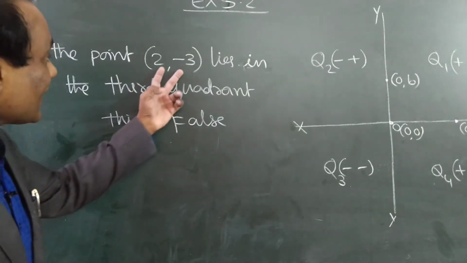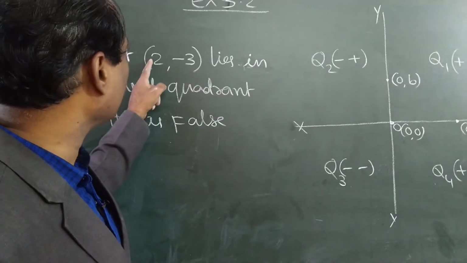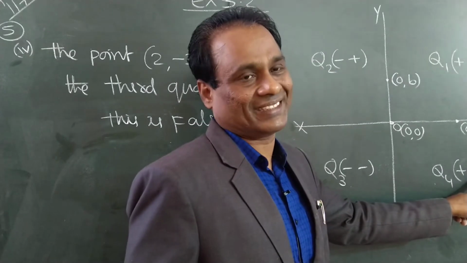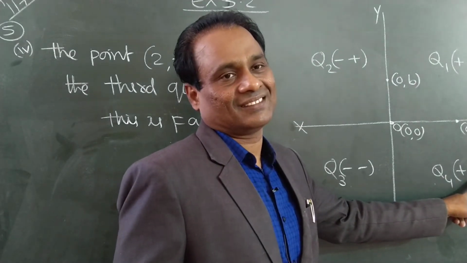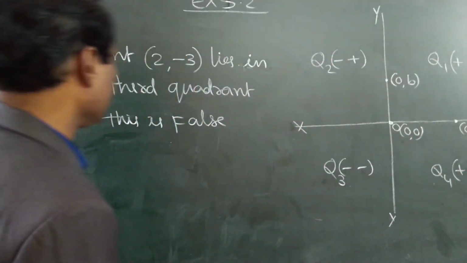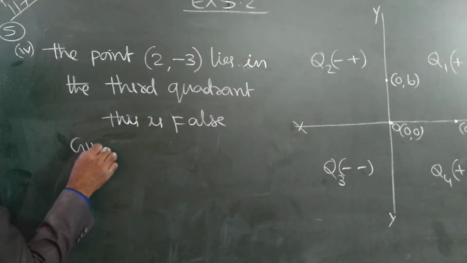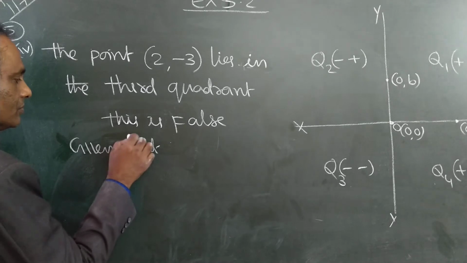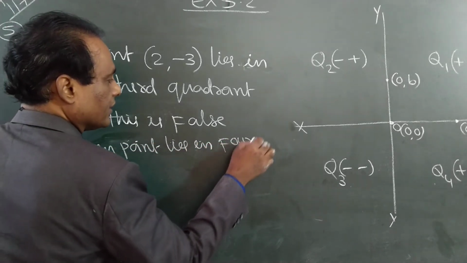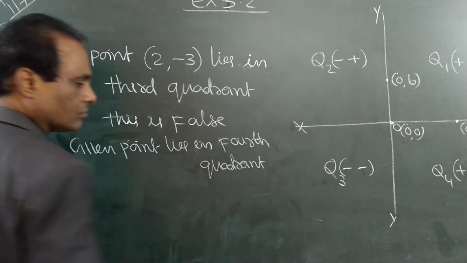Even you can tell where it lies. (2, -3), in which quadrant does it lie? x positive, y negative, fourth quadrant. That also you can write: the given point lies in the fourth quadrant. That's all.